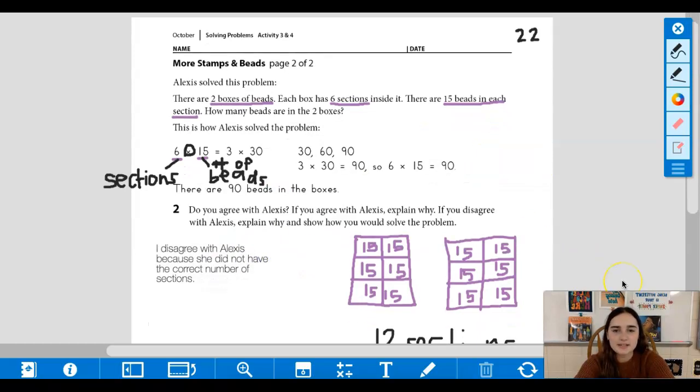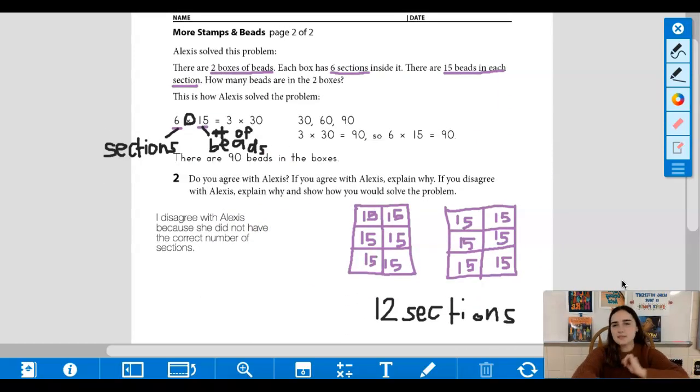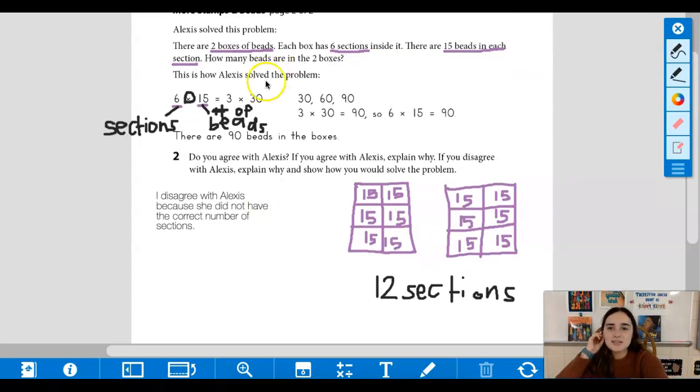That's going to be the beginning of our answer. We know that Alexis made a little mistake at the very beginning. But I also want to continue with what we know now. I want to continue with a strategy that she used because that multiplication strategy is great. She just didn't have the correct number of sections. So now that we do have that correct number of sections, instead of saying 6 times 15, our new problem will be 12 times 15.